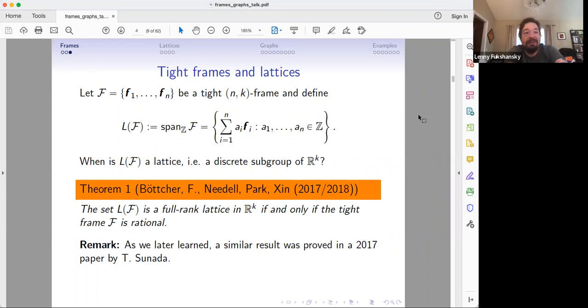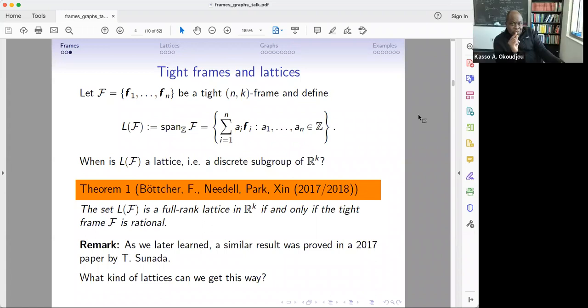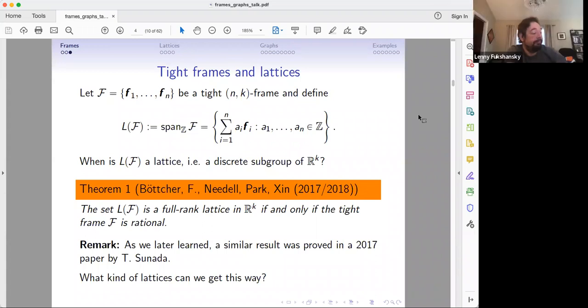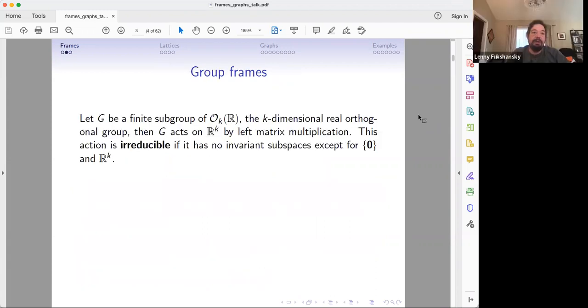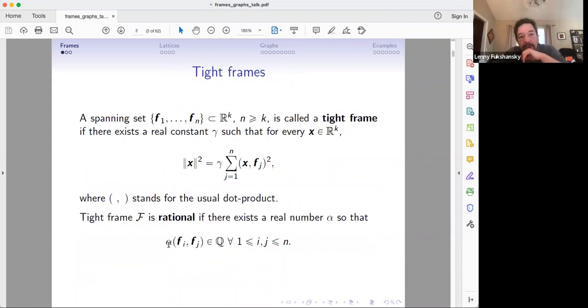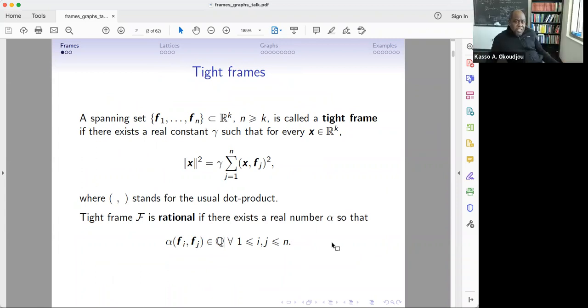The next natural question is, what kind of lattices can we get in this manner? Lenny, can I interrupt just a minute, please? You might have already defined this. What's a rational frame? Rational means that the scalar products of the frame vectors are rational up to the same scalar multiple. Okay, thank you.